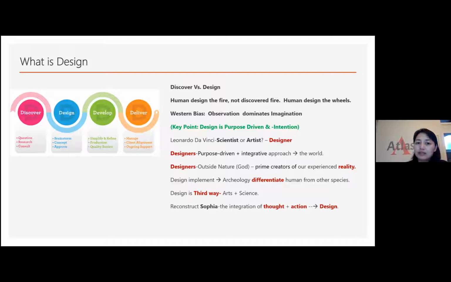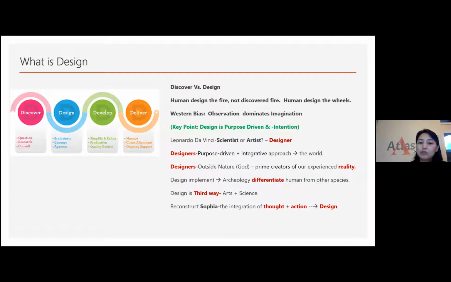I think a key point is that design is more purpose-driven with intention, versus discovery, which is more by chance. They also mentioned Da Vinci: is he a scientist or an artist? He actually is a designer. A designer is purpose-driven and uses an integrated approach towards the world. So they are like the prime creators of our experience of reality, besides nature or God. That's actually how archaeologists differentiate humans from other species: any artifact made by humans is through design. So design is the third way, a combination of art and science.